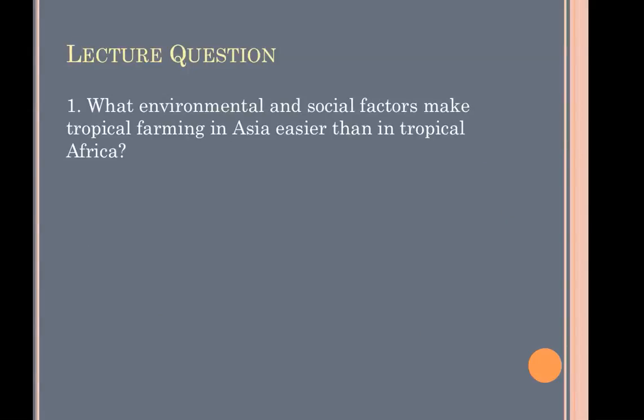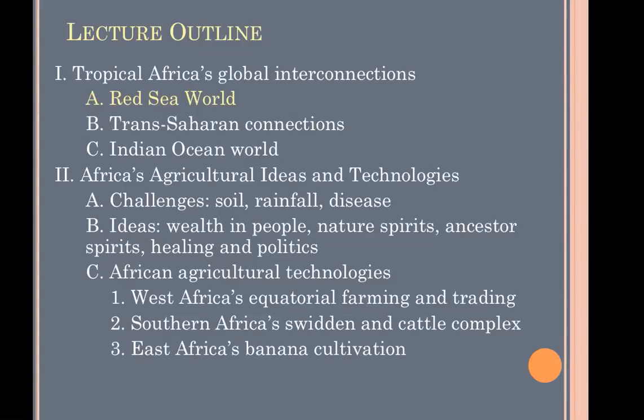So this is your first lecture question, number one, and your responses to this. This is mainly from the textbook, and it's something you should have focused on while doing the textbook reading. So I hope it's not too difficult. So, what distinguishes the farming in tropical Asia from that of tropical Africa that makes it easier, that makes it better? That'll be your first one.